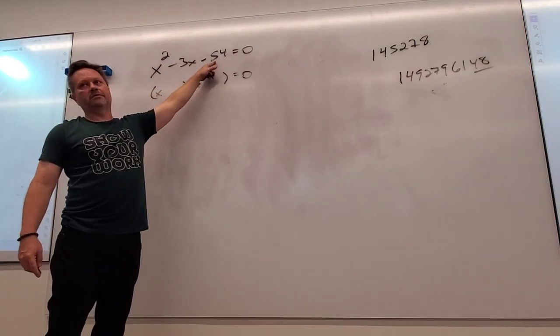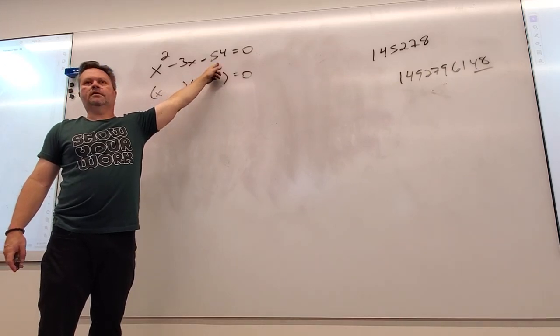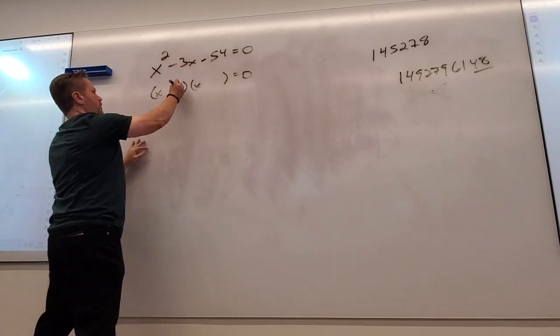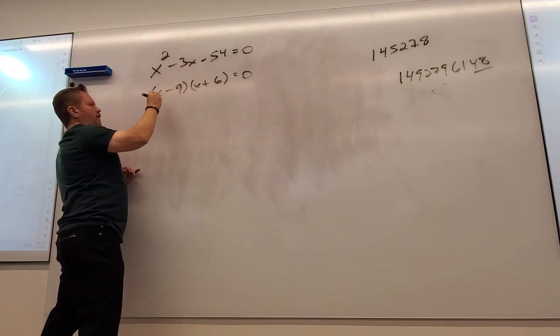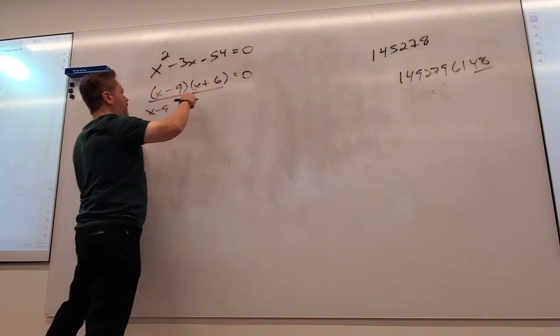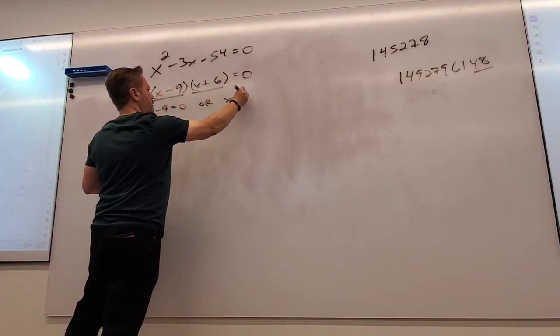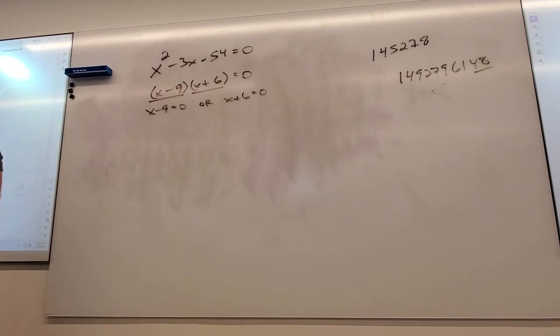Well, I know 9 goes into 54. 9 times what? 6. And sure enough, 9 and 6 are 3 apart, yes? Which one's going to be negative? 9. So then what do you get? If I have x minus 9 times x plus 6, I've got one number times another number is 0. Either this number is 0 or that number is 0. So x is positive 9 or negative 6.